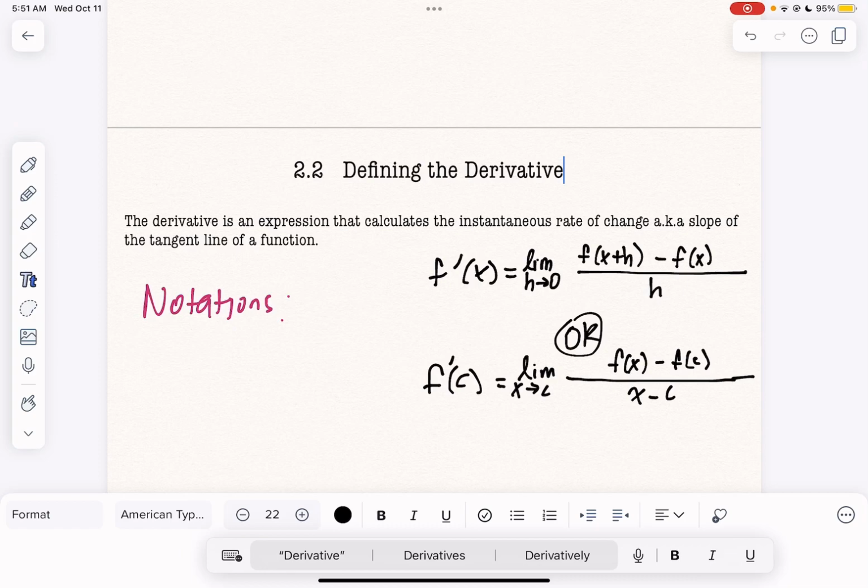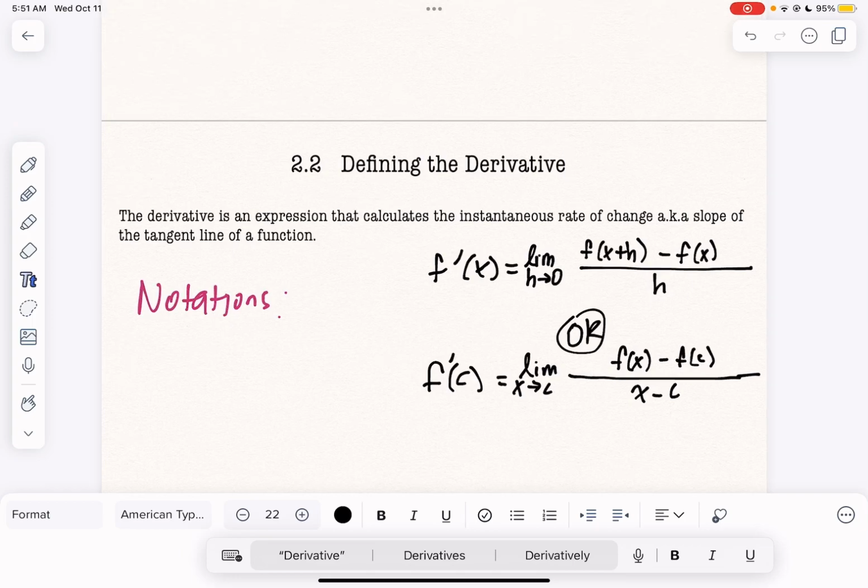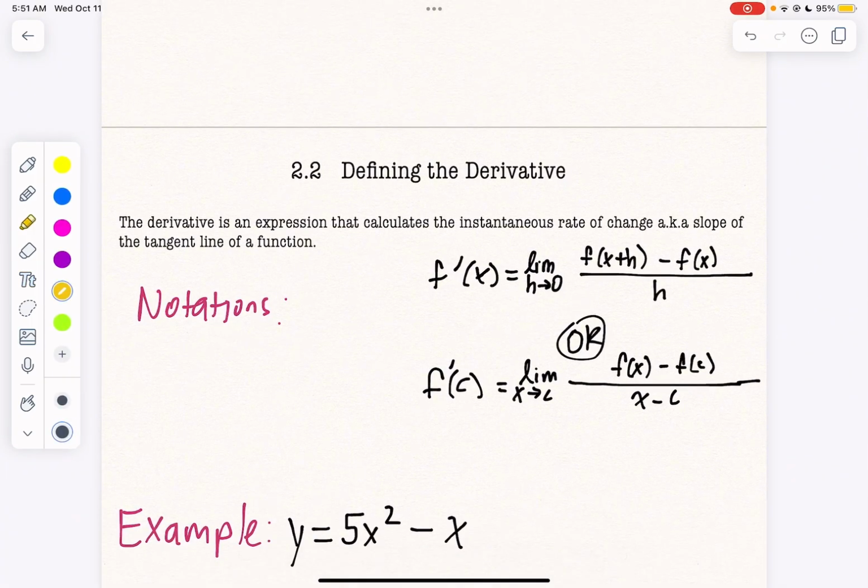The derivative is an expression that calculates the instantaneous rate of change, aka slope, of the tangent line of a function. And this is basically the exact same thing we did in 2.1. As you can see over here, this box contains the expressions it's talking about. We have the expression that was taught previously, f prime of x, equals the limit as h approaches 0 of all that nonsense. Or, of course, we have this version.